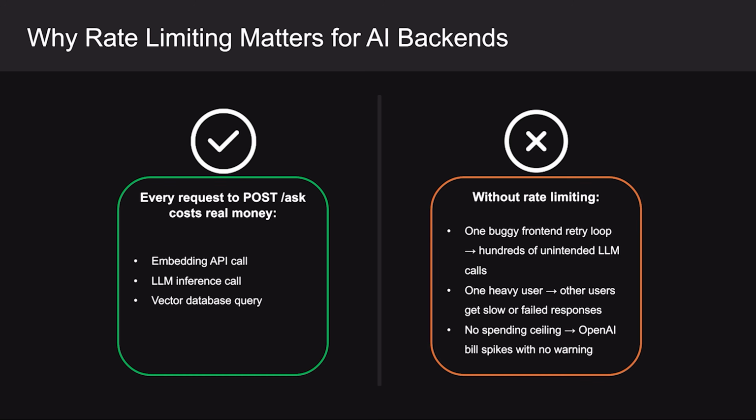Think about what one call to POST /ask actually costs. An embedding call to convert the query into a vector, an LLM inference call to generate the answer, a vector database query in between. None of these are free. Now multiply that by a buggy front end that retries in a loop, or a heavy user running automated queries, or someone who just discovered your URL. Without rate limiting, your OpenAI spend becomes completely unpredictable. You have no ceiling, no early warning, no way to protect your budget. Rate limiting fixes this by putting a hard cap on how many requests any single caller can make in a given time window. It's not just a security feature, it's cost control, predictable usage, predictable spend, and fair access for every user on your API.